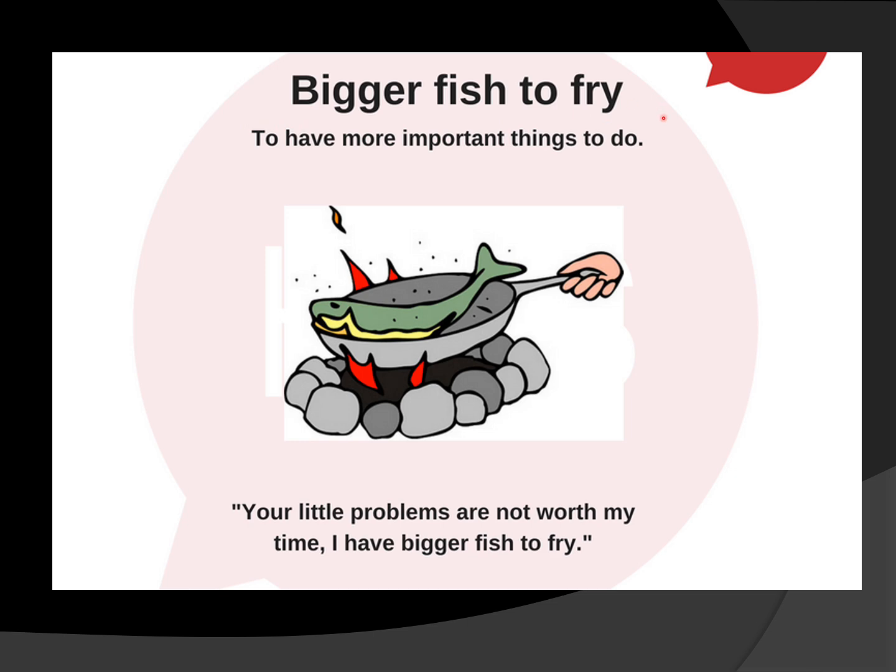Bigger fish to fry. Bigger fish to fry means to have more important things to do. जब आपके पास किसी काम से ज्यादा बड़ा काम होता है, जब आप कहते हैं उर्दू में कि मेरे पास और बड़े काम है करने वाले, तो वो जो बड़े काम है, in English we say it as I have bigger fish to fry. You can use it in sentences like your little problems are not worth my time. I have bigger fish to fry. तुम्हारे छोटे छोटे मसलों के लिए मेरे पास वक्त नहीं है, मेरे पास बड़े अहम काम है करने के लिए.